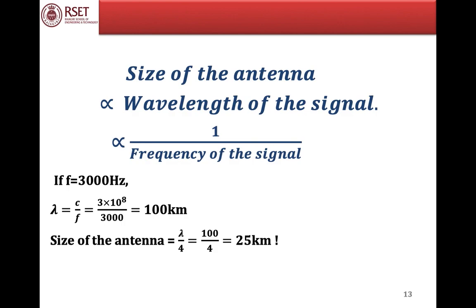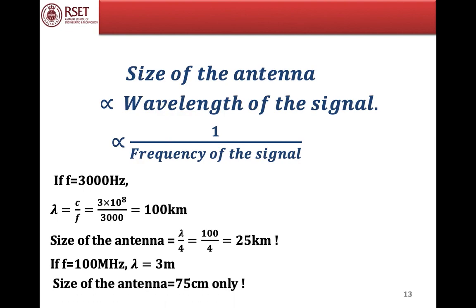Now let us consider another frequency which is high. Say f is equal to 100 megahertz. The corresponding wavelength is 3 meters. Now the size of the antenna is calculated as 75 centimeters only. From this example, it is clear that modulation can reduce the size of the antenna by using a high frequency carrier.